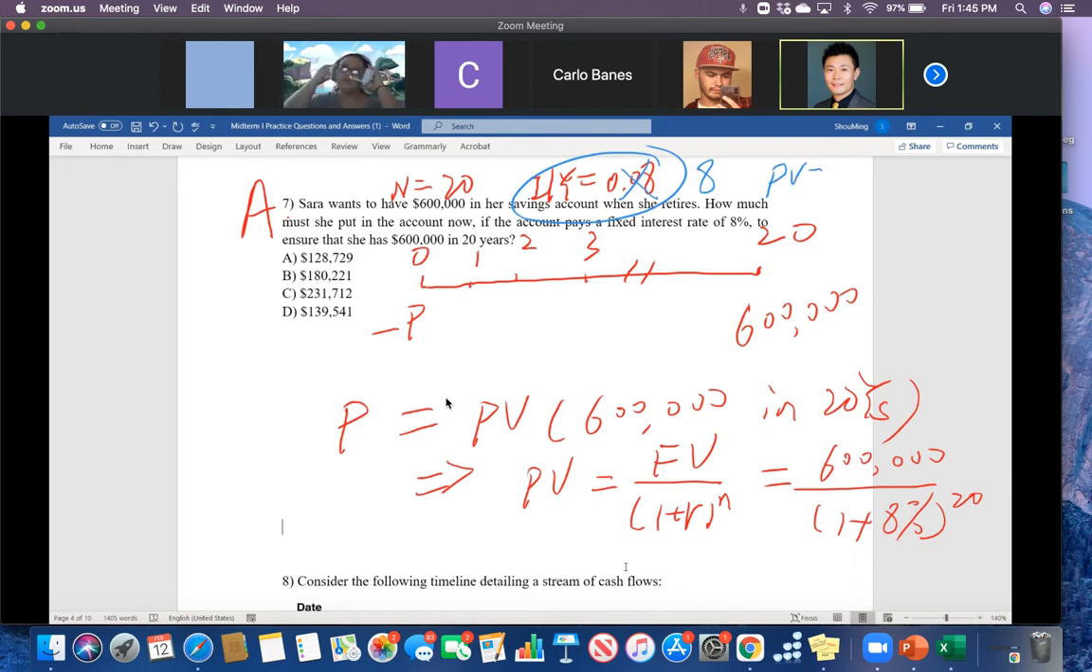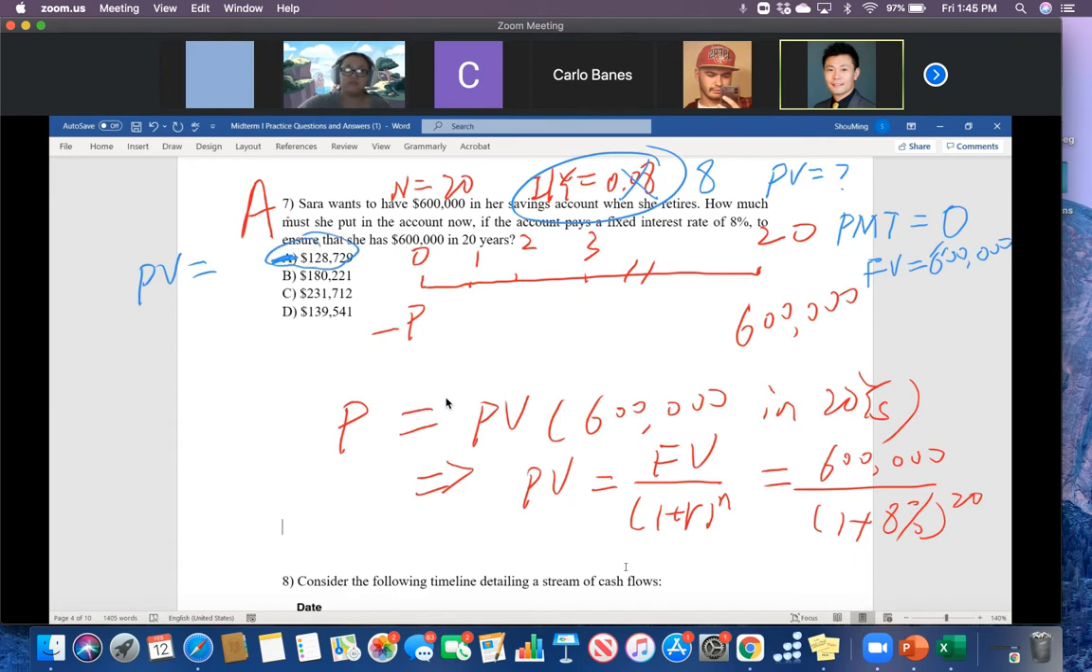The present value is what we want to calculate, right? What is my periodic payment? 0, because she's only paying once at the very beginning. Exactly. And the future value is simple, right? 600,000. And if you use the financial calculator, you'll find out actually the PV is a negative number, right?